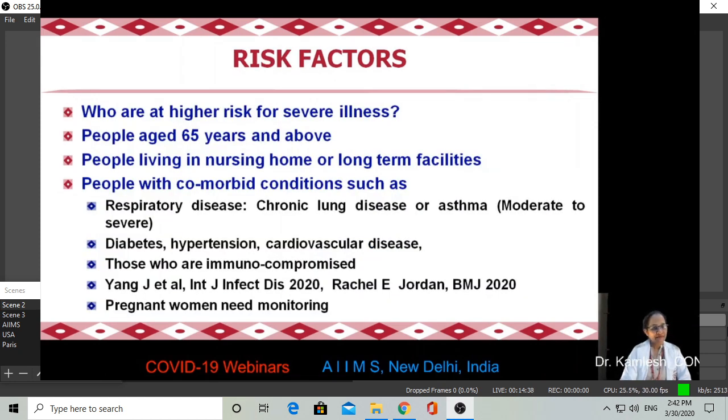What are the risk factors for COVID-19? Who are the people at higher risk for severe illness? People who are aged 65 years and above, people living in nursing homes or long-term facilities, people with comorbid conditions such as respiratory diseases, cardiovascular diseases, diabetes, those who have malignancy or immunocompromised systems, and pregnant women, they also need monitoring.